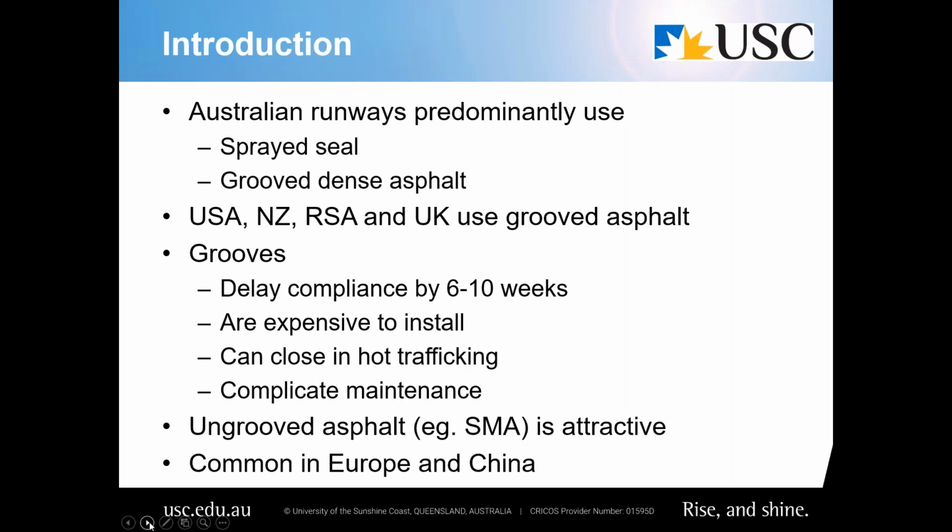As many of us would know, there are about 400 airports in Australia with what we might call paved or sealed runways. A whole bunch of those have got spray seals in the regional airports. Most of the others have got a grooved and dense graded asphalt surface. In America, New Zealand, South Africa, and the UK, they predominantly use grooved asphalt as well. They don't generally put spray seals on their runways. That's quite an Australian thing to do.